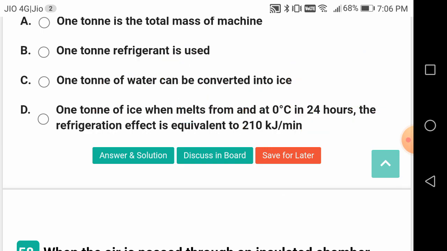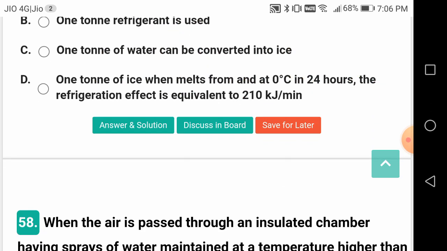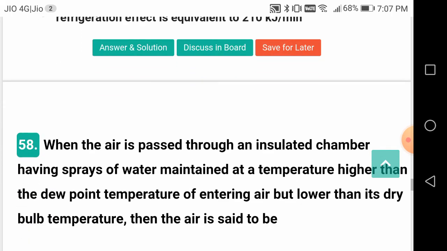Remaining description is the same. That is, it is the heat rejected or heat absorbed when ice melts from and at 0 degrees centigrade in 24 hours. That is 1 day. Okay, that is the standard here. The refrigerating effect is equal to 210 kilojoules per minute.